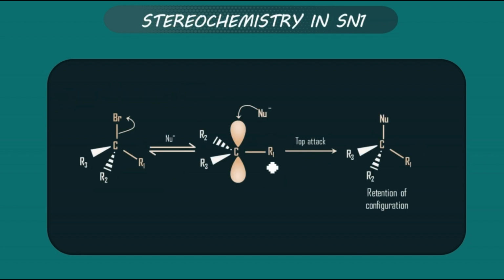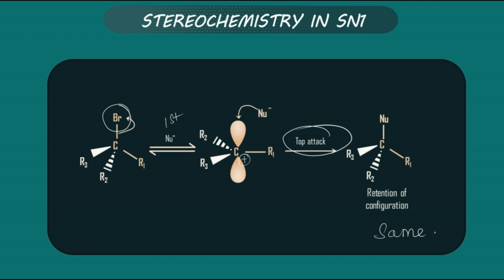What about the stereochemistry? What type of product is formed? Here you see the leaving group leaves. This is the first step, and the nucleophile attacks this carbocation, right? The attack can happen on the top side or the bottom side. This is the example of top attack. Bromine leaves from the top, the nucleophile attacks on the top. So retention in configuration. This is the same as the reactant configuration.